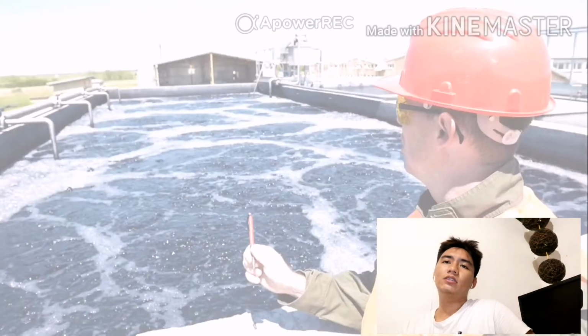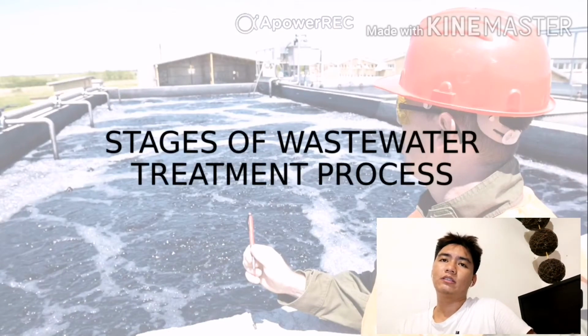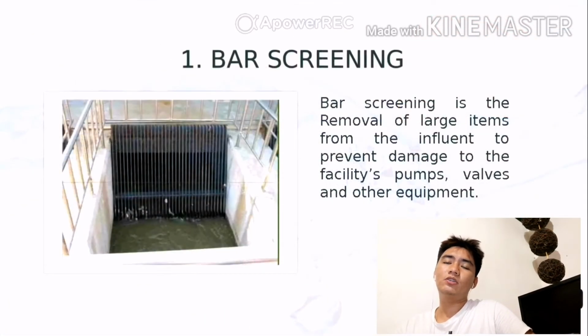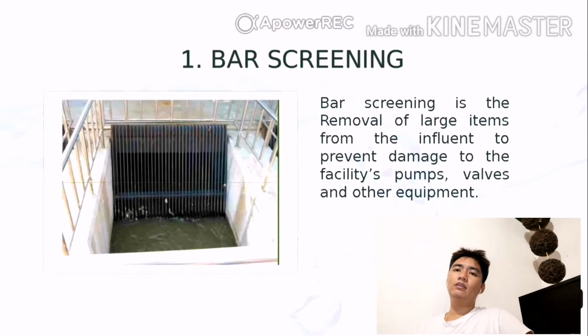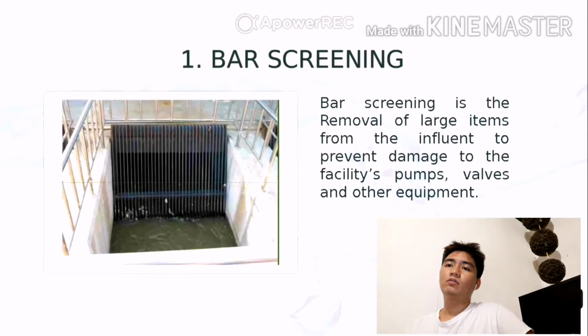Here are the stages of the wastewater treatment process. Stage 1 is bar screening. Bar screening is the removal of large items from the effluent to prevent damage to the facility's pumps, valves, and other equipment. The process of treating and reclaiming water from the wastewater starts with the expectation that after it is treated, it will be clean enough to re-enter the environment.